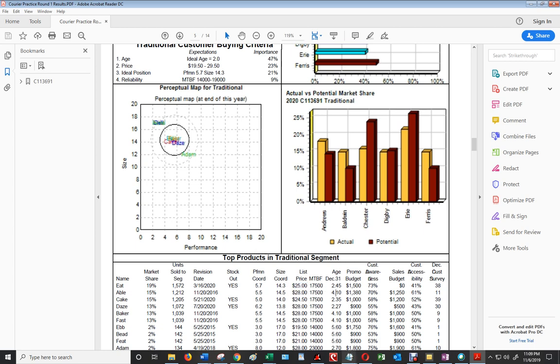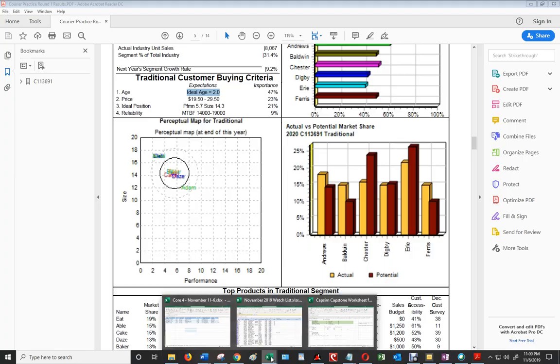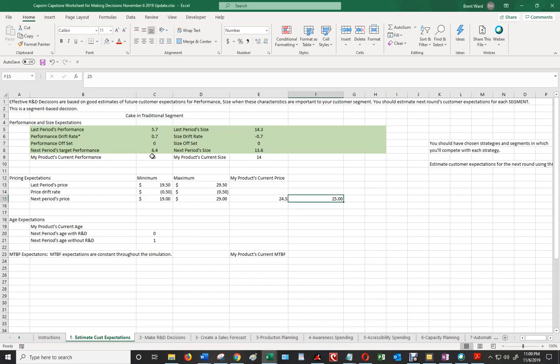Okay, the next thing, the age, and we know the age is the most important criterion here, so we want to make sure that this age is right. Now, we already know we have to R&D if we want to hit the customer expectations for performance and size, but we need to have a feel for how old our product will be next round if we do R&D. And the rule is that any R&D cuts your product's age in half. If you don't do anything to your product, then it gets a year older.